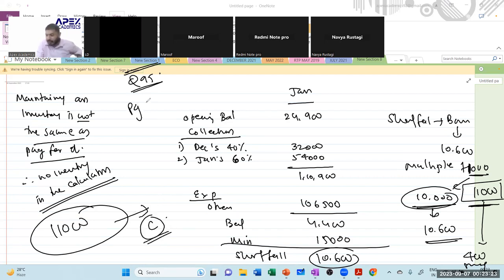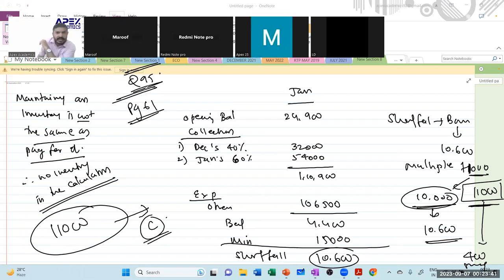Question number 95, page number 61. Are all doubts cleared with respect to question number 95? Any doubts in 95? Please tell me yes or no. Any doubts? No, sir. Take a screenshot. Done.